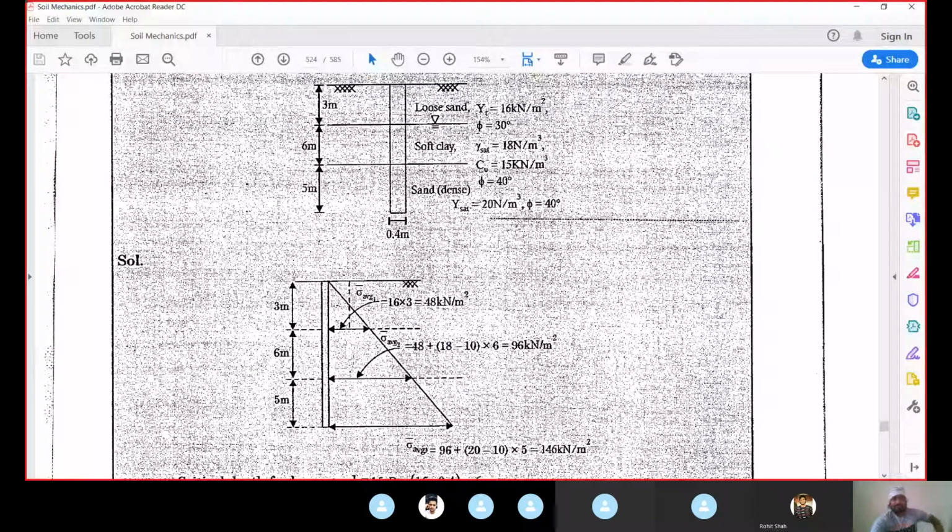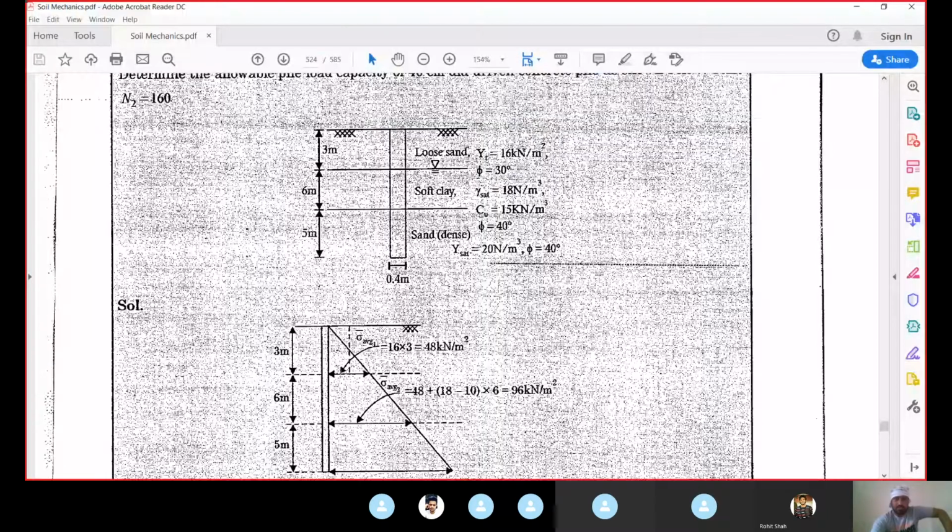If we have to determine the effective stress, this is 16 into 3, right? Since the water table is not present at the ground surface, it is below the loose sand, so this will be 16 into 3 only, that is 48 kilonewton per meter square. So this is your sigma 1 at this particular level.